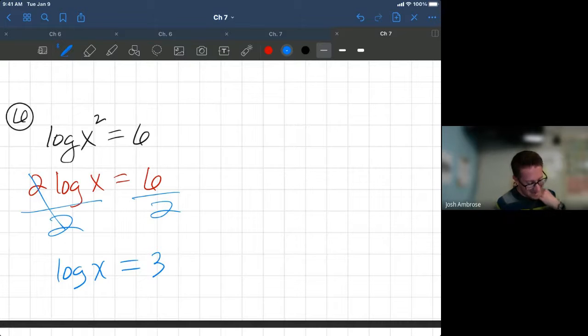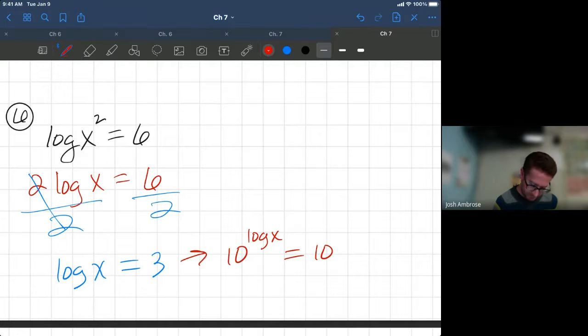Okay? And now that base 10 is going to come back. We're going to have to use a base 10 for both. All right? So let's rewrite this as 10 to the power of log x equals 10 to the power of 3.